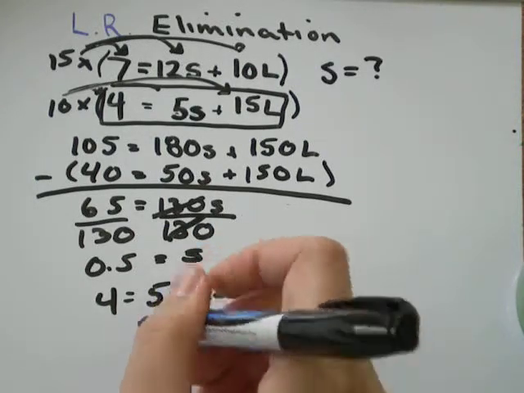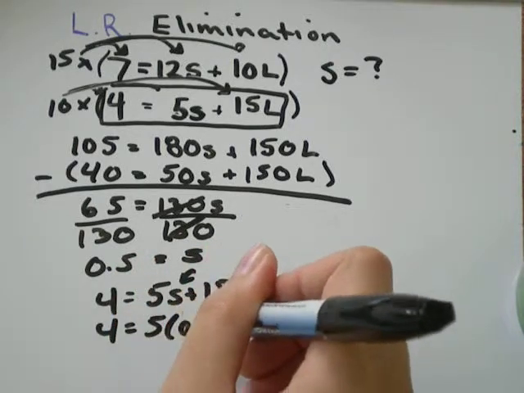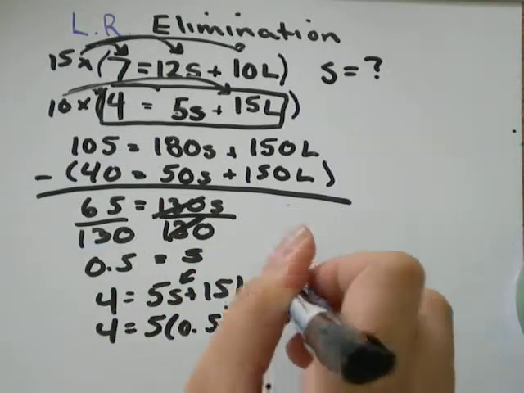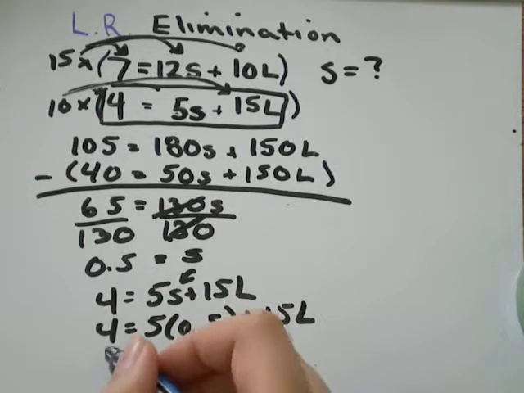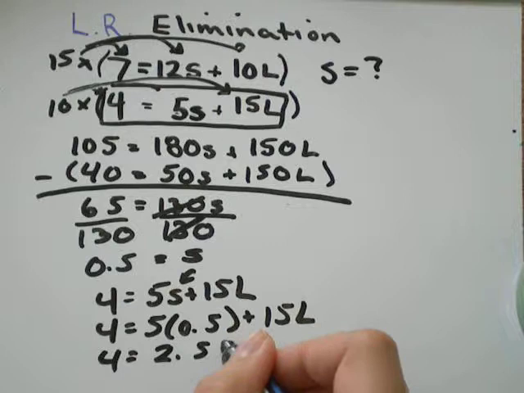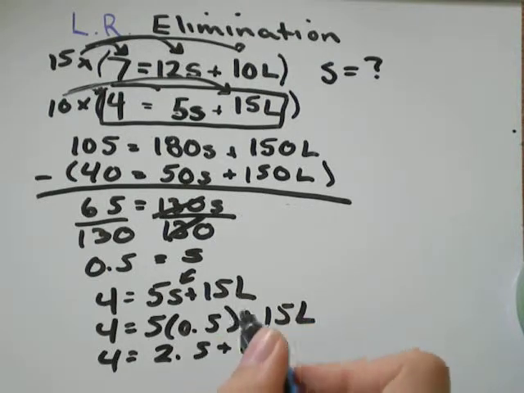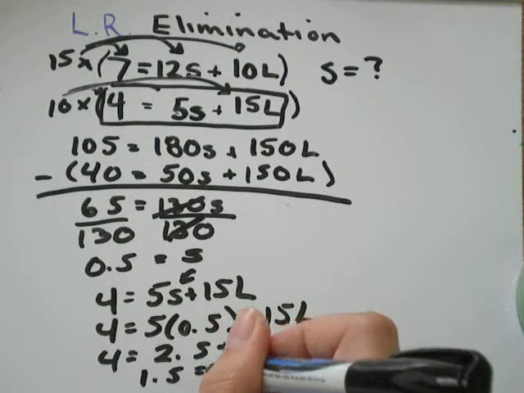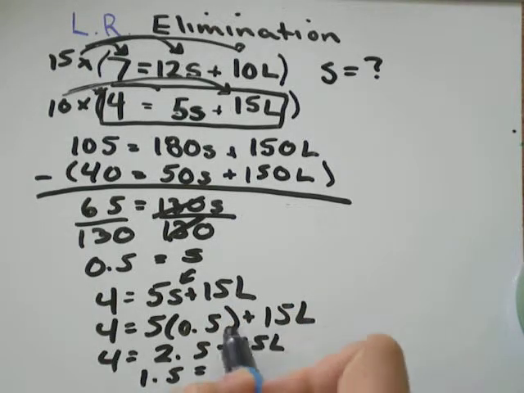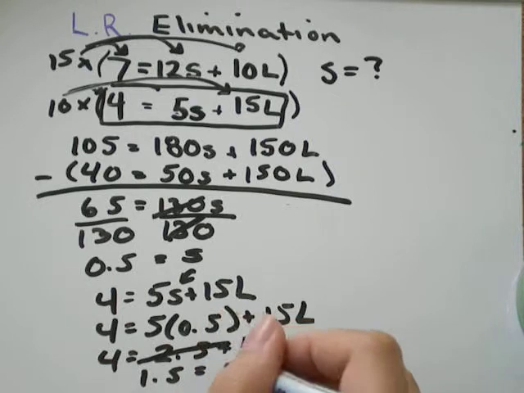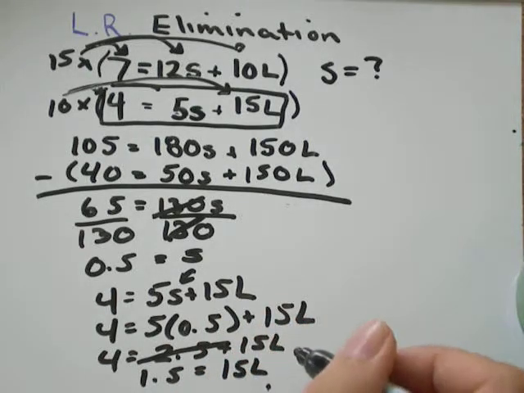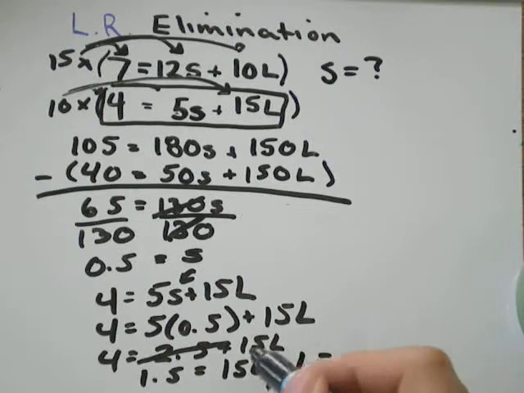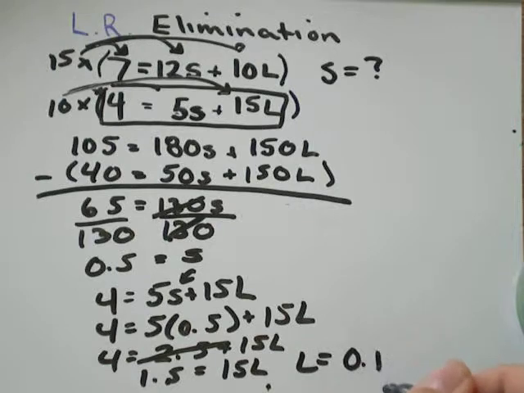So I know what S is now. I know that S is 0.5. And now I've got 5 times 0.5 will just be equal to 2.5. If I subtract 2.5 from both sides, 4 minus 2.5, I guess that's equal to 1.5. When I subtract 2.5 from what's over here, my 2.5 will go away, and all of that's equal to 15L. Divide both sides by 15, and I'll get L equals 1.5 divided by 15, which would be 0.1.